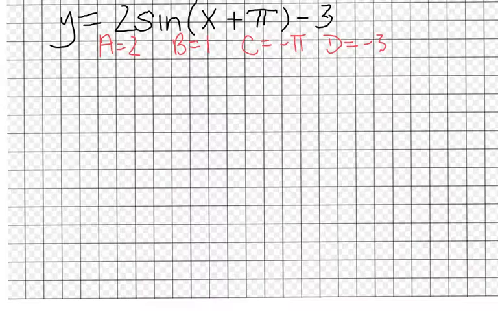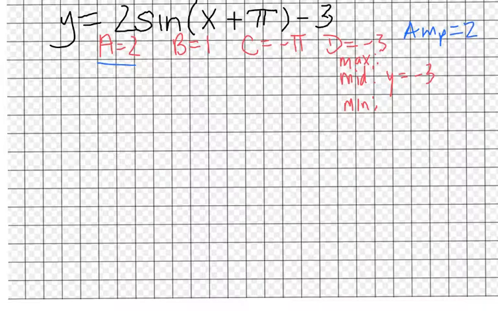So what that tells me is that our midline is y equals negative 3. The maximum, we'll say take the amplitude and go above that. The minimum says take the amplitude and go below that. So what is the amplitude? Well, we know that that's our a value, so the amplitude is 2.